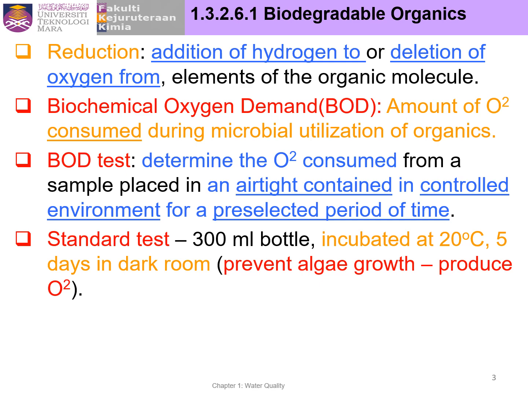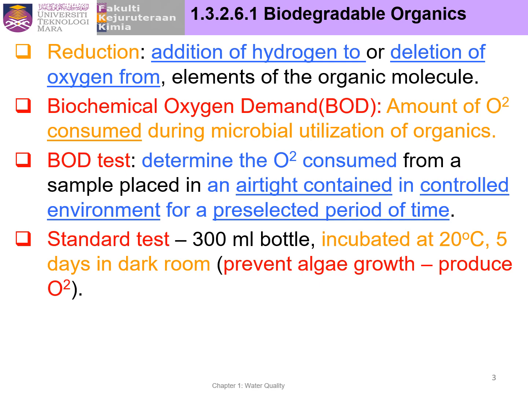So how do we conduct this test? What is the purpose of this test? The purpose is to determine the oxygen consumed from a sample. We have a 300 ml glass bottle. We put the sample into the bottle, and then we seal it airtight. Make sure it is airtight. Usually we use parafilm.